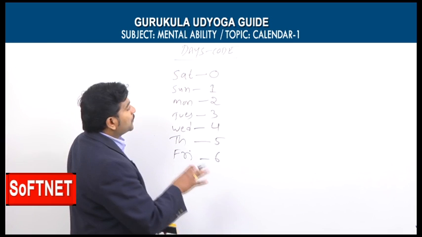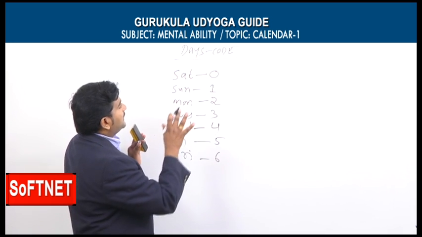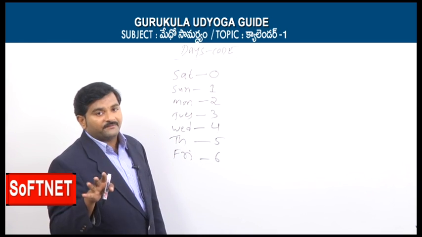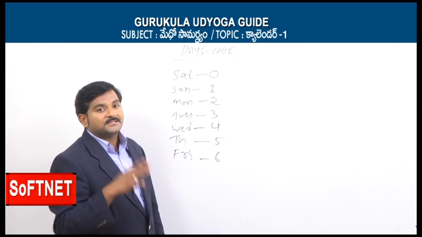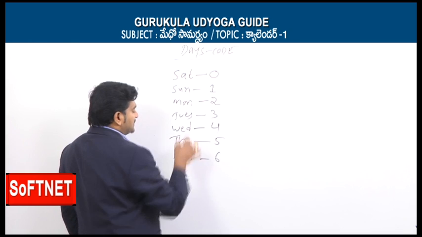Where we will use these codes, we will discuss after 5-10 minutes, but just keep in mind days and codes. If I get 0 somewhere, I take Saturday. If I get 1, it is Sunday. If I get 2, it must be Monday. So keep in mind Saturday to Friday.